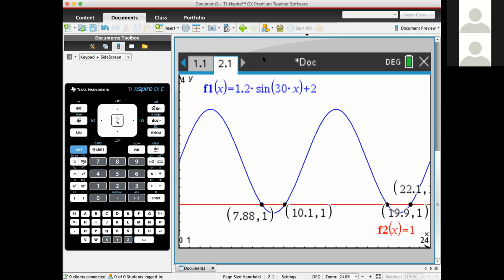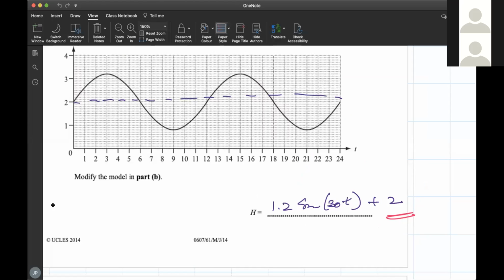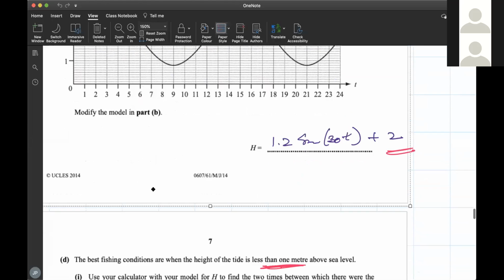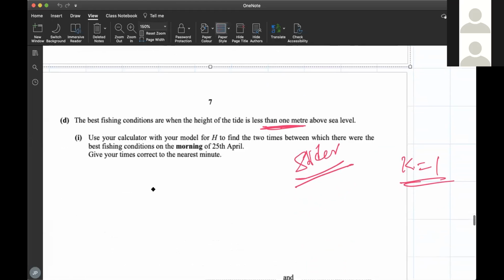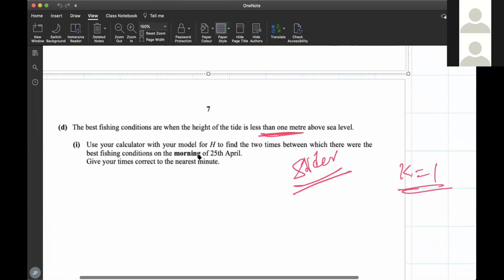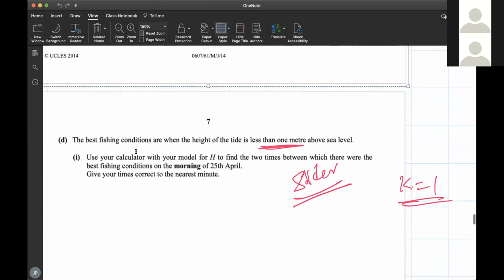I'm just going to switch back to the answers that I have. 7.88 to 10.1. So go back to that and say, the question says morning. So it's not the second set, it says morning. So read your questions carefully. It says, using your calculator with the model H, find the 2 timings between which there were best fishing conditions on the morning. Give your times correct to the nearest minute.